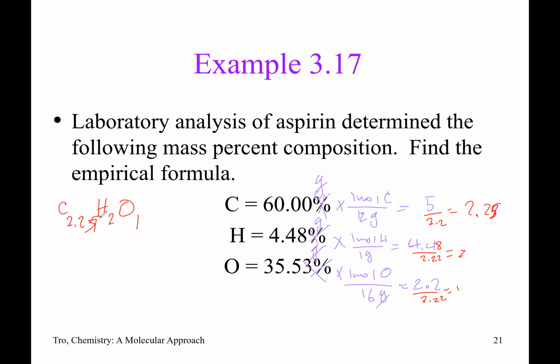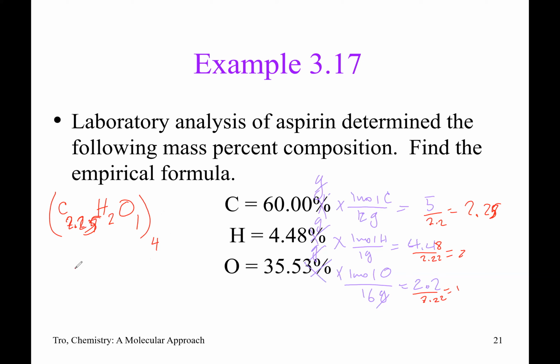Is this the empirical formula? Can this be expressed as empirical formula? No, because we have decimal. And if you end up with 0.5, you multiply everything by 4, okay? You multiply by 4 in order to change the 0.25 to whole number.